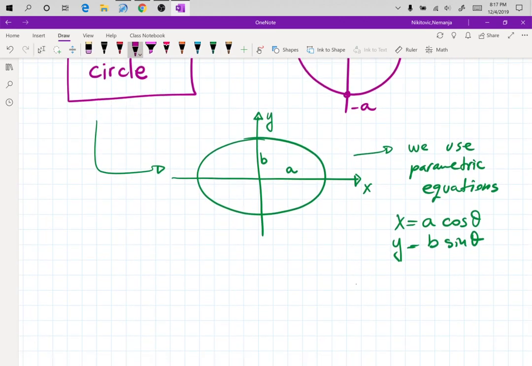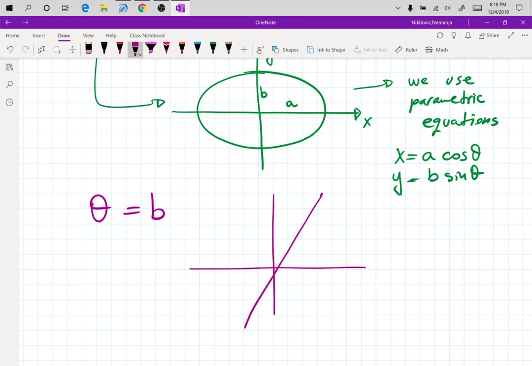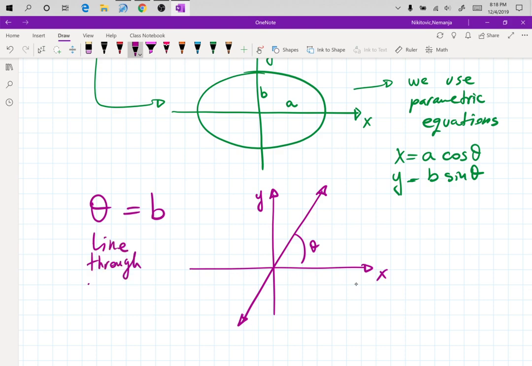Another basic one that we can draw is theta equals a number. Theta equals b. Now what is this going to give me? Straight line through origin. It's always through the origin. So now, if I draw this situation, I'm going to have a straight line with the angle theta. It's an infinite line in both directions, and it's going to be a line through origin.